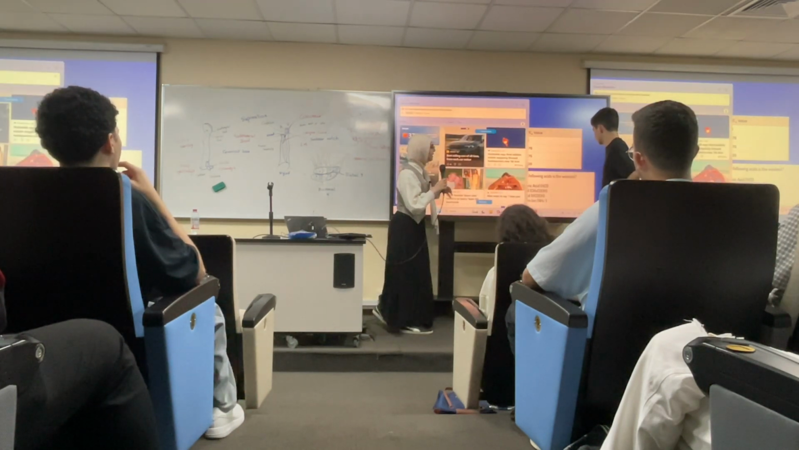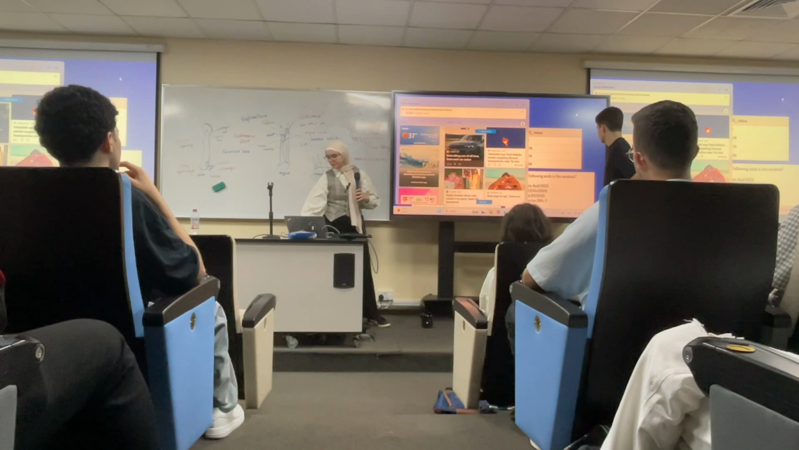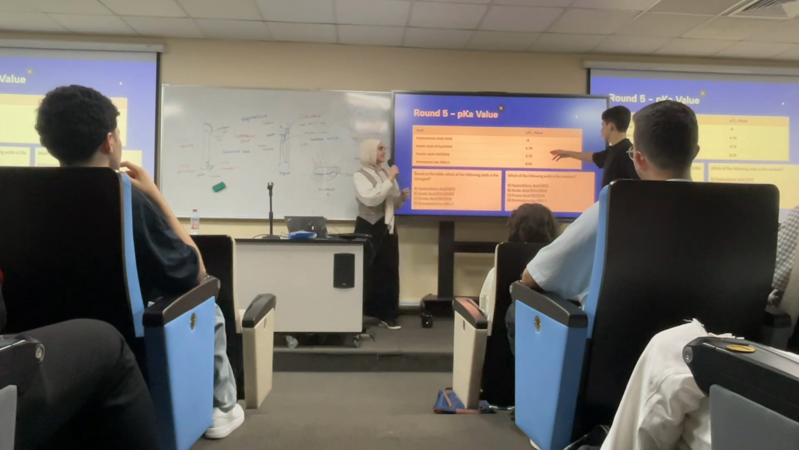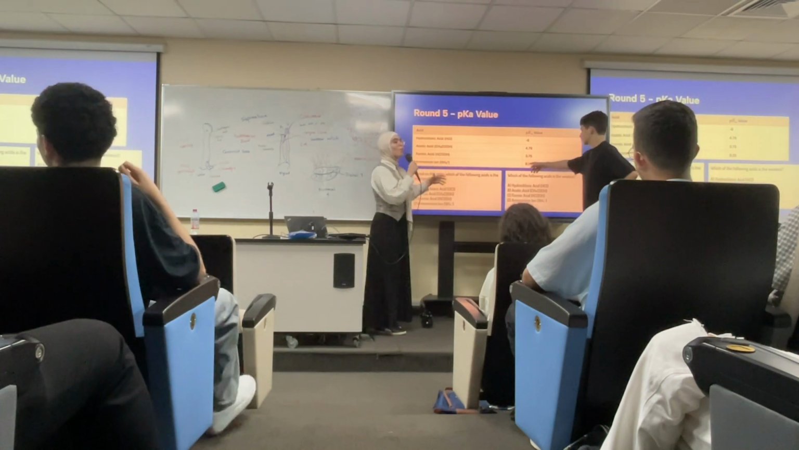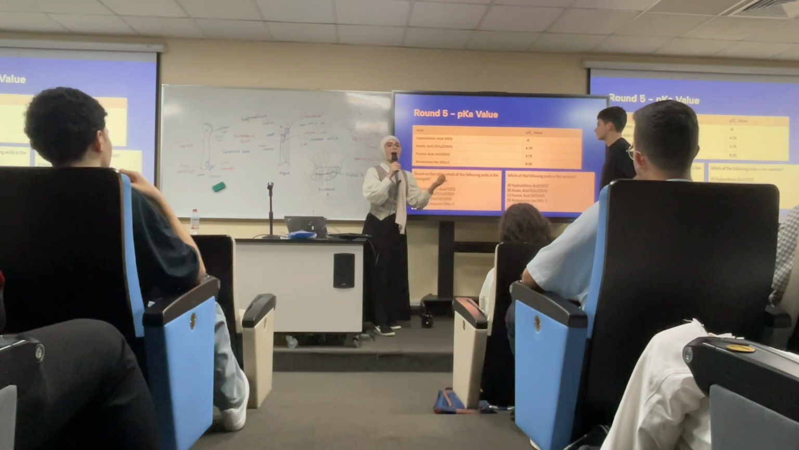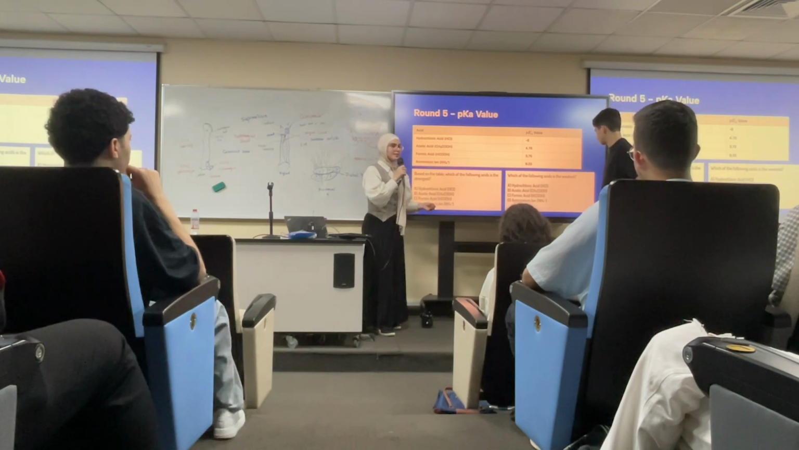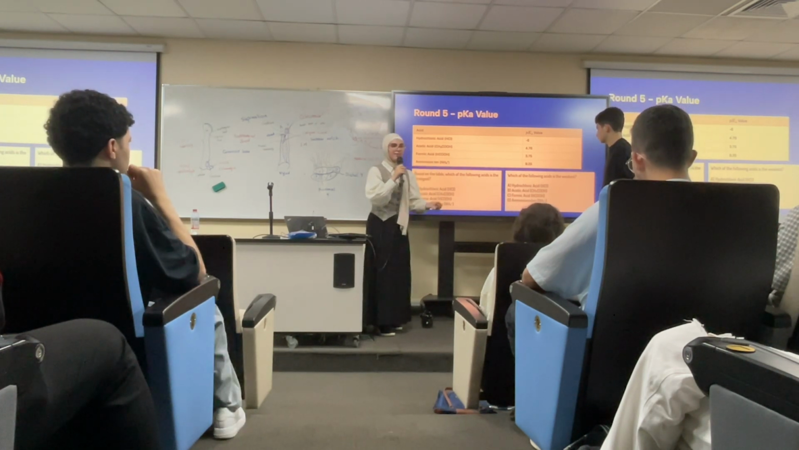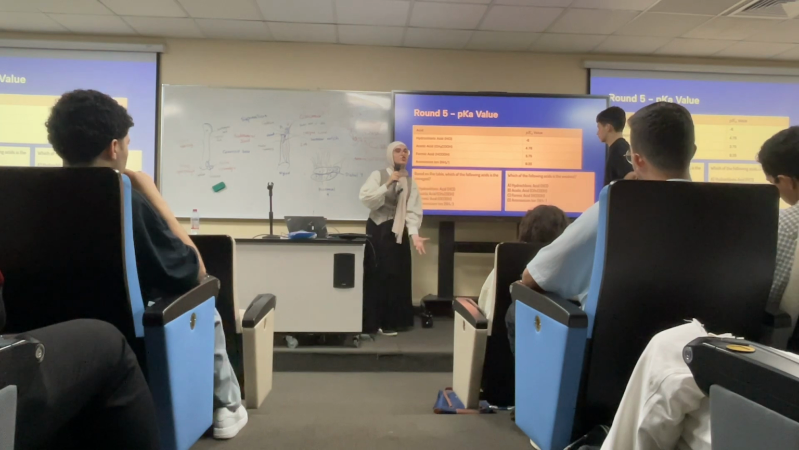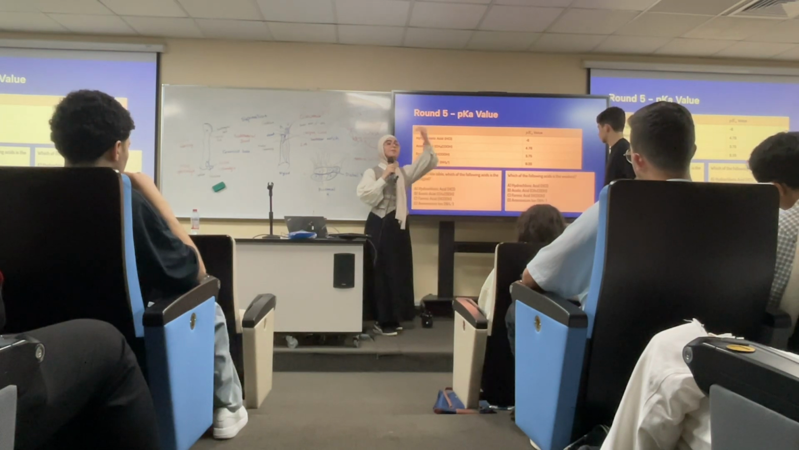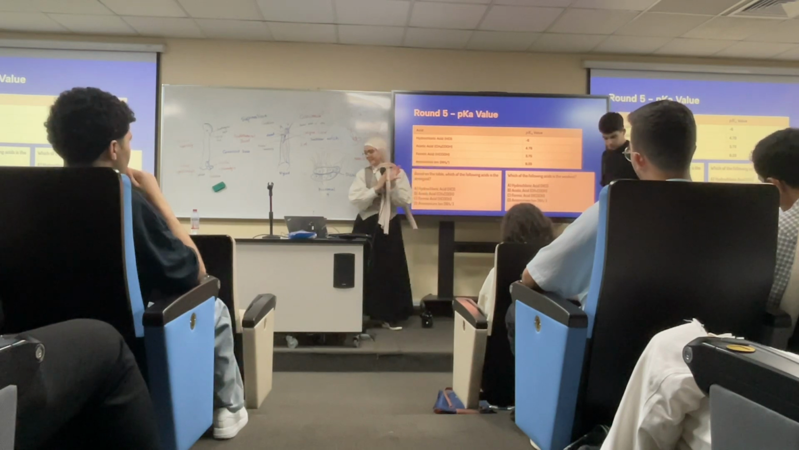So what is then the weakest acid? Highest pKa value. That means that when I have a low pKa value, I am a stronger acid. When I have a high pKa value, I'm a weaker acid. Give it up for Yahya.